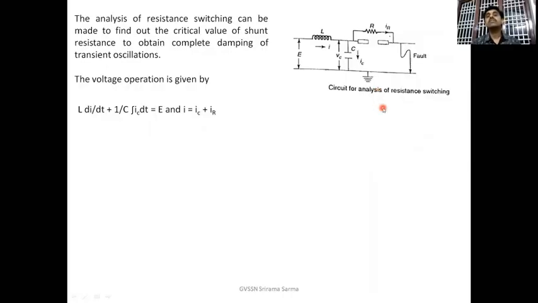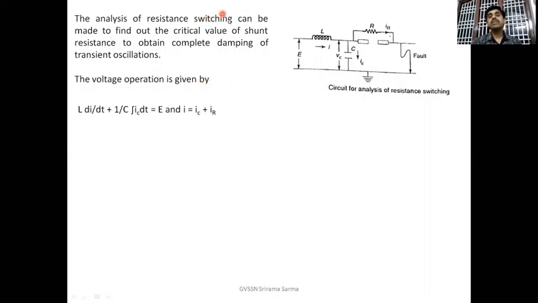So let us see the analysis of the resistance switching. Here, L is the inductance of the circuit, C is the capacitance, R is the resistance connected across the breaker contacts, and the fault occurred here. E is the supply voltage. The current I enters and is divided into two parts, IC and IR, where VC is the voltage across the capacitance.